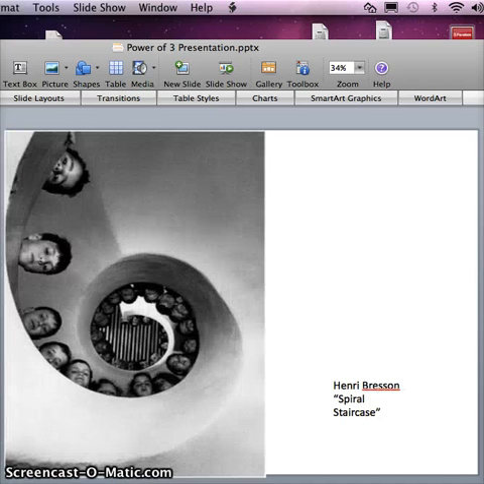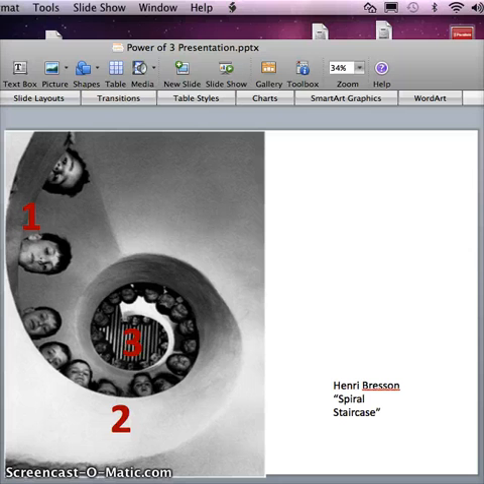Here's an example of the spiral. We've seen this picture before, the spiral staircase. But it seems like there's kind of 3 stages or regions that our eyes travel. Our eyes tend to travel from left to right, so here's the left side of the photo. Here's kind of the second stage, and then our eyes are pulled in farther into the image in stage 3.